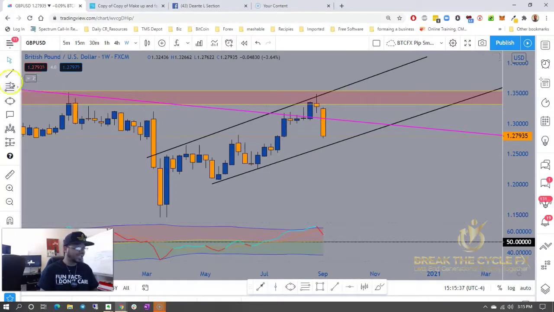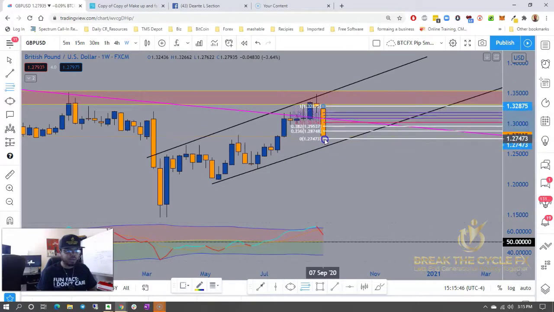So what I like to do is, after a nice strong candle like this, and this ended on Friday, I'm going to go ahead and drop a fib on here from top to bottom.